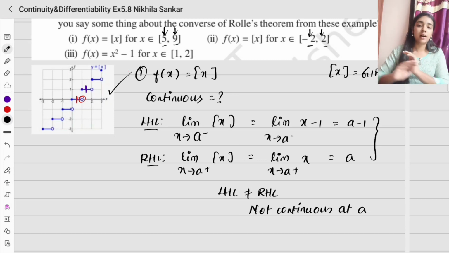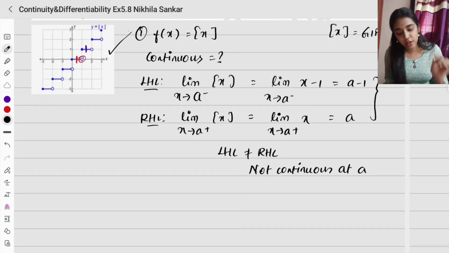So in the 4 values the GIF function is not going to be continuous. So in that Rolle's theorem it has to satisfy all the 4 conditions. Even if it does not satisfy one condition, Rolle's theorem is not verified. So the first 2 subsections are not going to satisfy Rolle's theorem. Correct? So this is for continuity.